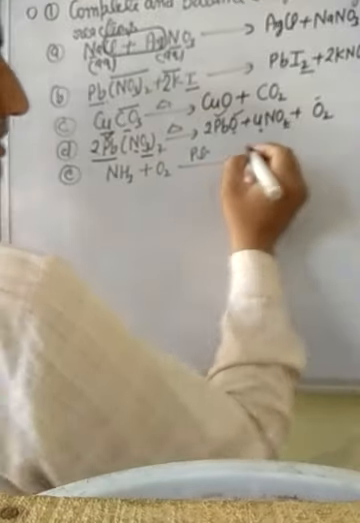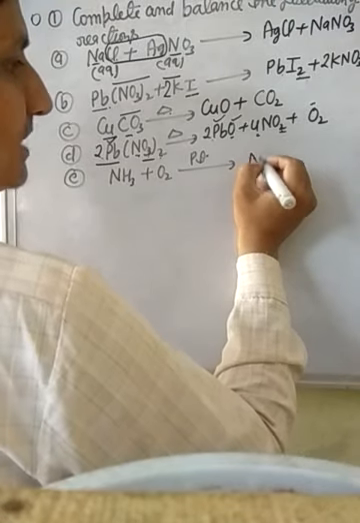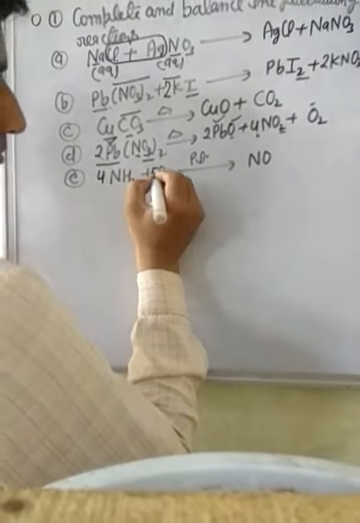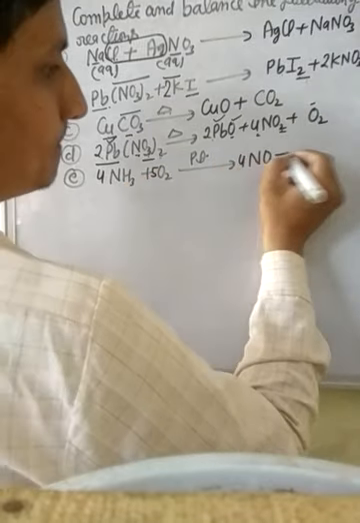Okay students. Next, ammonia reacts with oxygen. Then we get nitric oxide. 4NH3 plus 5O2. We get 4NO.